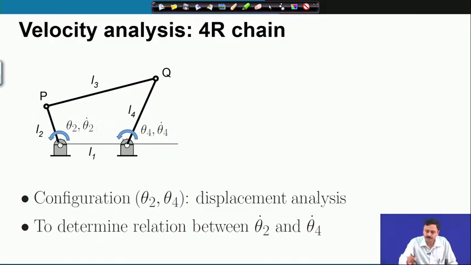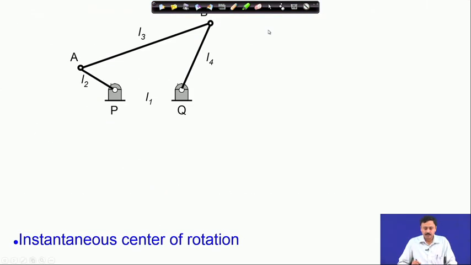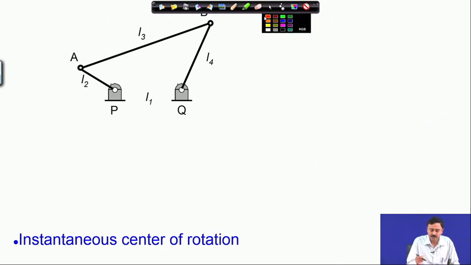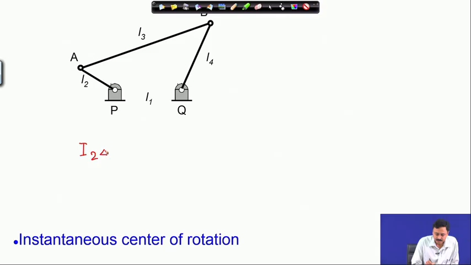So, that is the velocity analysis problem. Now, we have discussed location of the instantaneous center of rotation. So, let me just tell you how we located the I 2 4. So, the ground is 1, this is 2, this is 3 and this is 4. These are the link numbers, and how we located I 2 4.